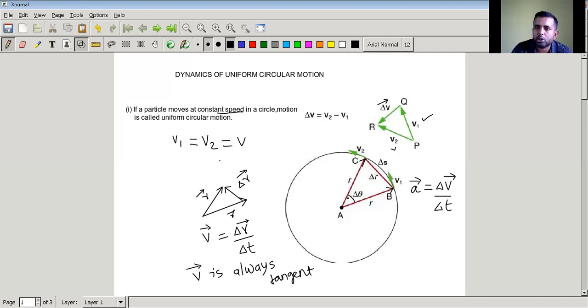These are two very key points: velocity is tangent to the point and acceleration is directed towards the center. Using simple vector rules, you can identify this. Just try to imagine these two points are very close. You will find that the acceleration vector is pointing in this direction.